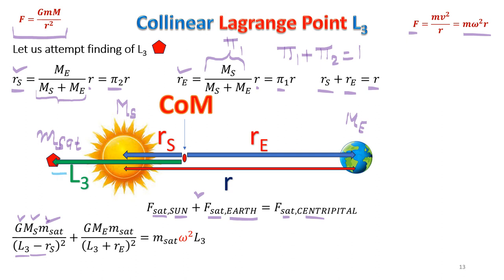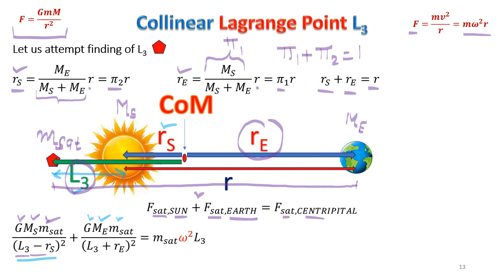Distance between this satellite and Sun, we are interested in talking about this distance, which is actually L3, that green line, minus RS. So L3 minus RS offers this distance. Then we have to consider similar force with reference to Earth, G into mass of Earth into mass of satellite, divided by the distance between Earth and satellite. So I'm going to talk about this distance. This is actually RE plus L3. Our objective is to find L3.